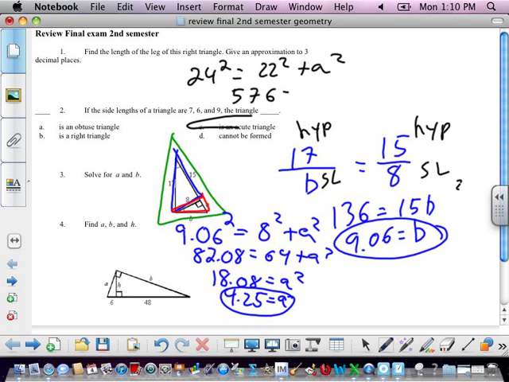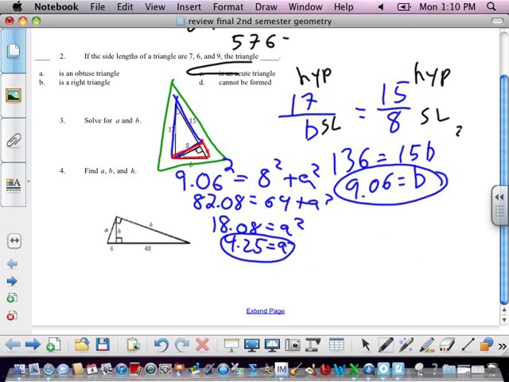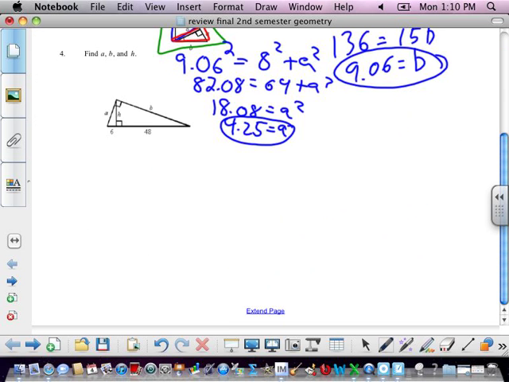Yes. No, because it's 15 plus A. So that's why it messes up. All right, let's look at number 4. Number 4, we've got a trick to be able to find h.